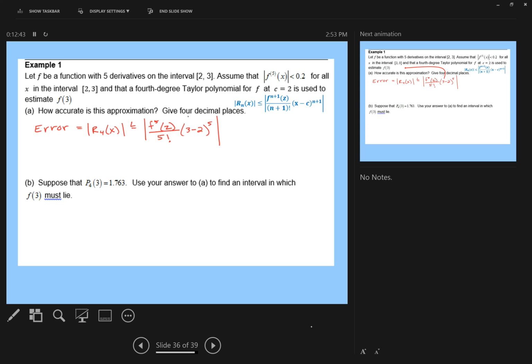Is everybody okay with my fifth derivative at z notation? You okay with the 5 factorial? What the heck is this? I thought it was x minus 2 to the fifth. Well, what is x? When they say f of 3, aren't they telling me x is 3? Do you see that?